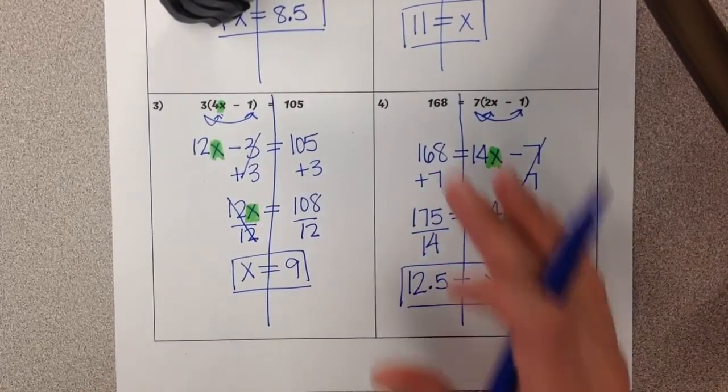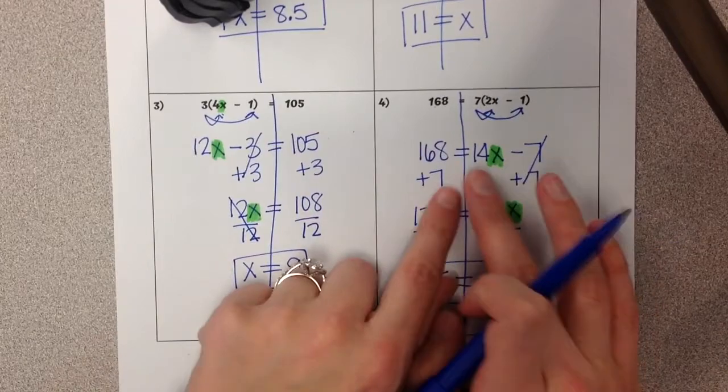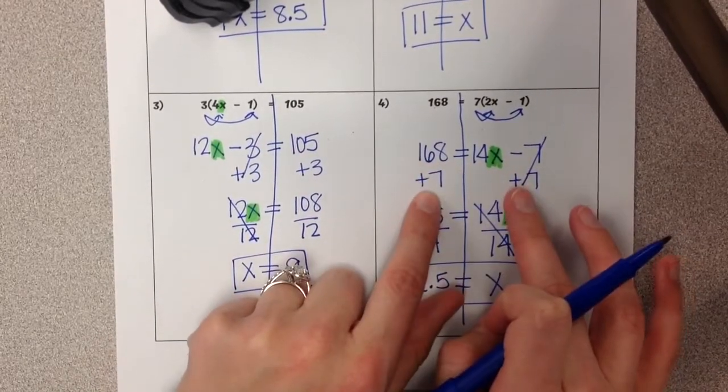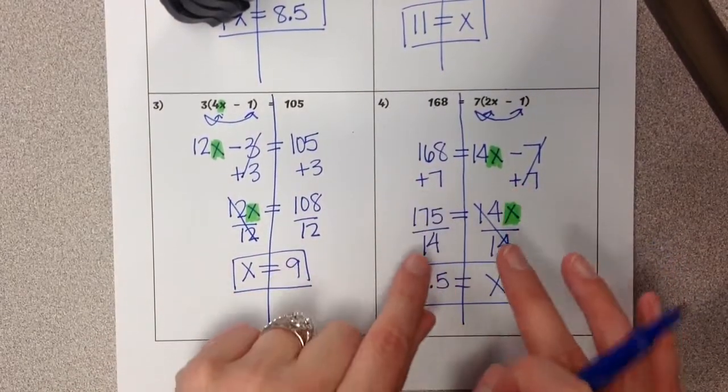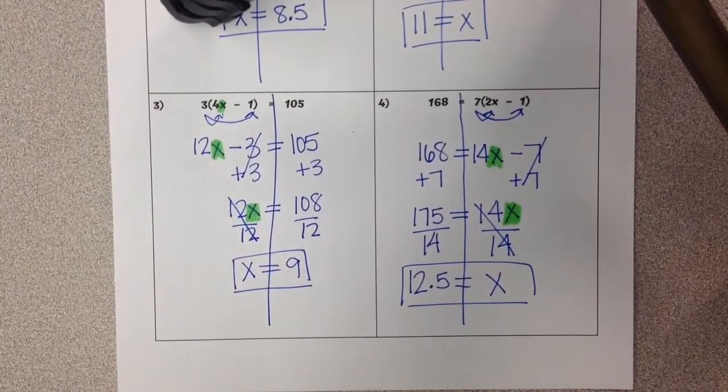So the process should be the same each time. Distribute, then you get your two-step equation where you get rid of the constant first, and then you're going to divide to get x alone. So go ahead and flip over to the back and work on the homework problems.